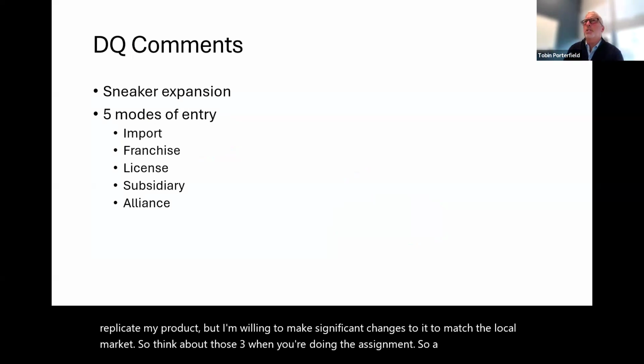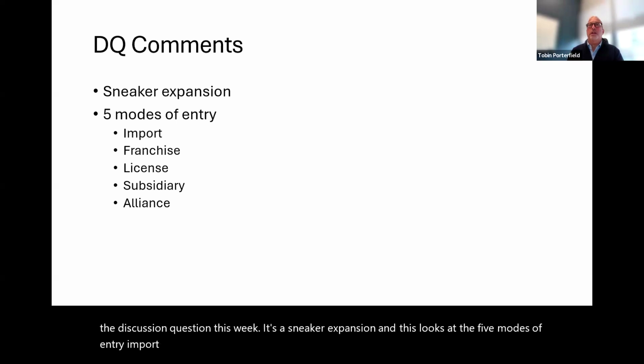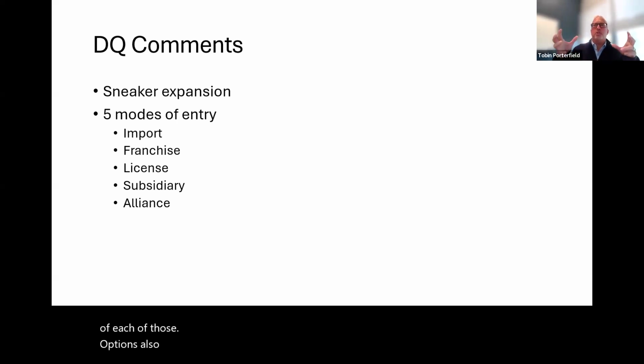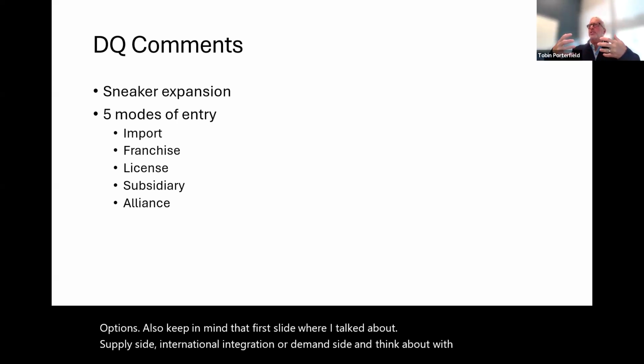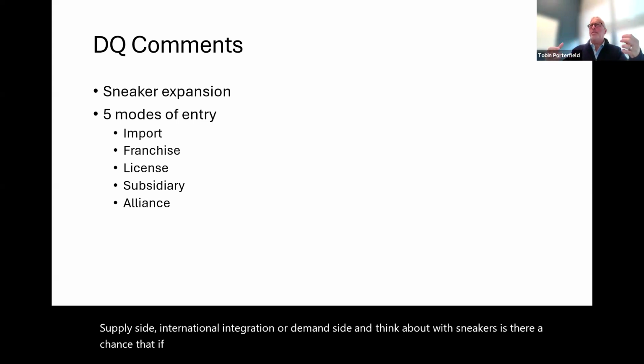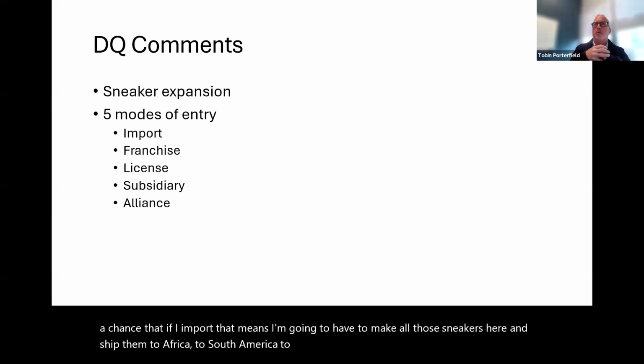So a couple comments on the discussion question this week. It's a sneaker expansion, and this looks at the five modes of entry: import, franchise, license, subsidiary, and alliance. Think about the pluses and minuses of each of those options. Also keep in mind that first slide where I talked about supply side international integration or demand side. And think about with sneakers, is there a chance that if I import, that means I'm going to have to make all those sneakers here and ship them to Africa, to South America, to wherever, whatever country I'm going to.